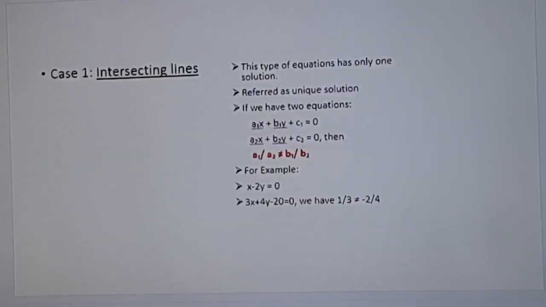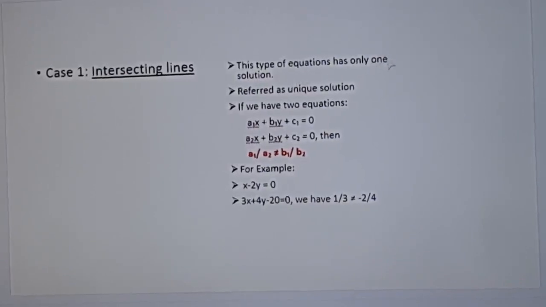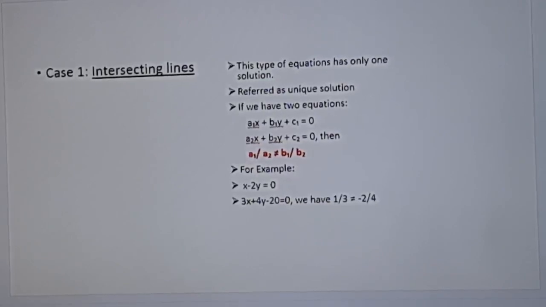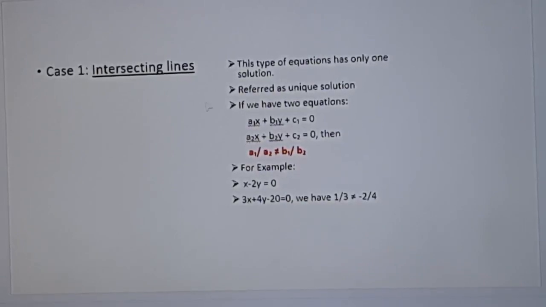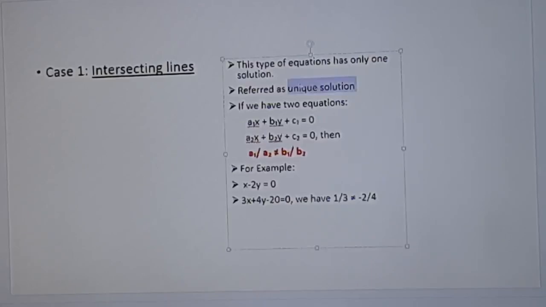If my lines are intersecting lines, it has always one solution. One solution means it will have only one value of x and one value of y. Since it has only one value, that means its solution is referred as unique solution. Let's find out the further information.